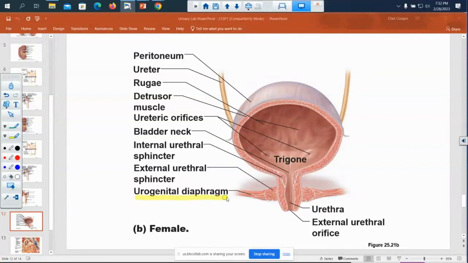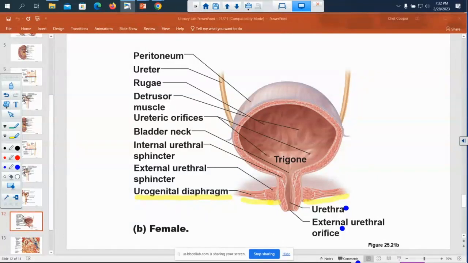Remember when we did reproductive, we saw the urogenital diaphragm? It's the muscles and connective tissue, commonly referred to as the pelvic floor, right? The urethra, as we know, is that tube that carries urine out of the bladder. And the opening of it could be called a meatus or orifice. The two words we associate with that are external and urethral, because it's the outer urethral opening. So orifice or meatus, your choice.